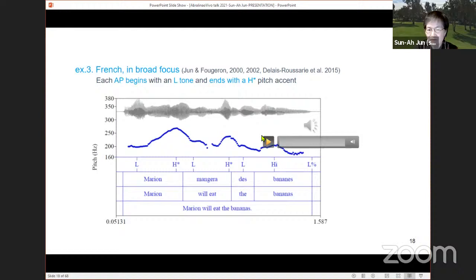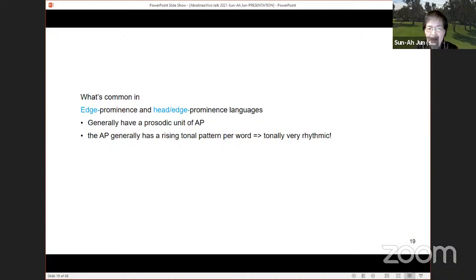So what's common in the edge-prominence languages and head-edge-prominence languages is that they generally have a prosodic unit of accentual phrase, and the AP generally has a rising tonal pattern per word. So they are pretty highly rhythmic at the tonal contour level.